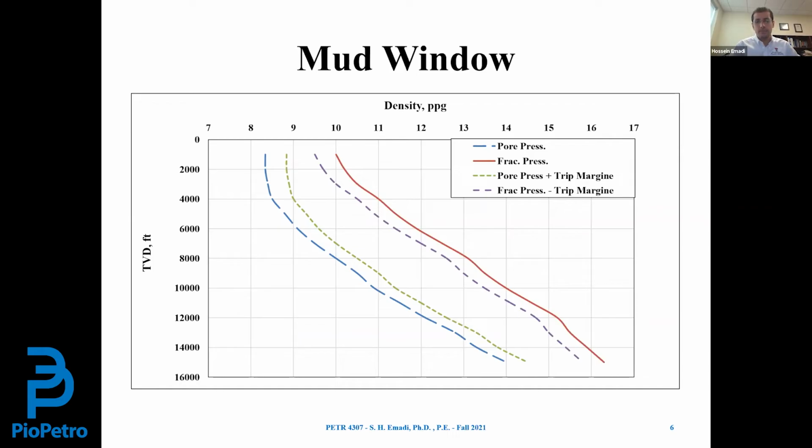The trip margin is basically for tripping operation. When we are tripping into the wellbore and tripping out of the wellbore, we are changing the bottom pressure. How? When we are tripping inside the wellbore, when we are pushing the pipe, what happens? The drilling fluid around the pipe starts moving upward, right?